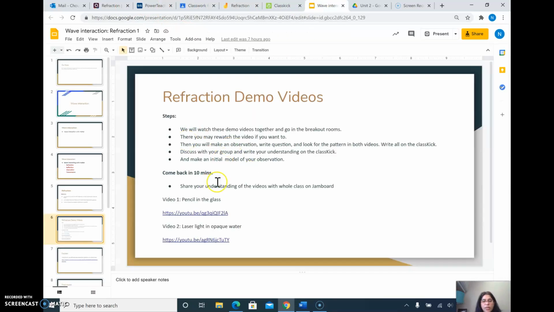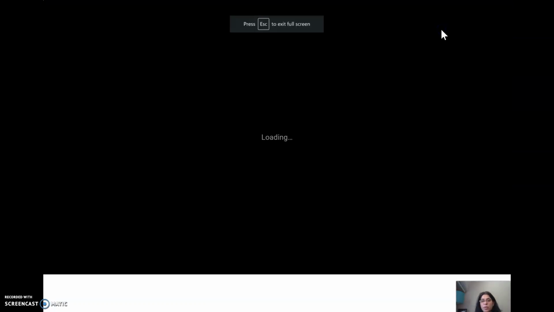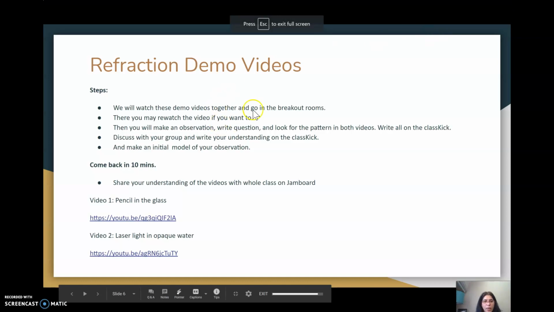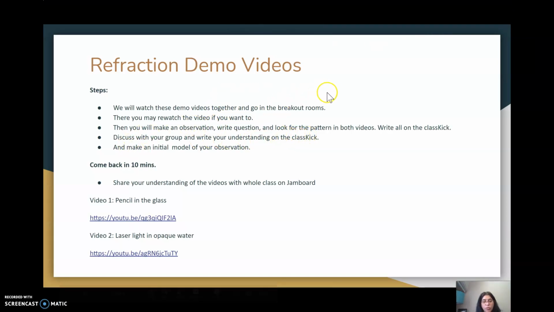So there are so many steps, but you already know how to do those things because this is the pattern we are doing every time. We watch the video, we make the observation, write questions, you know where to go, and then you will discuss with your group. Then you will make an initial model. Then after 10 minutes, you will come back. And then you will share your understanding on Google Classroom, on Jamboard.